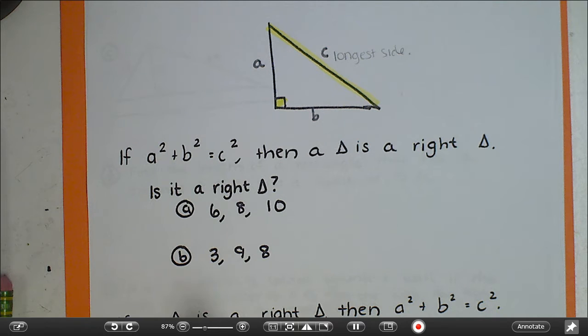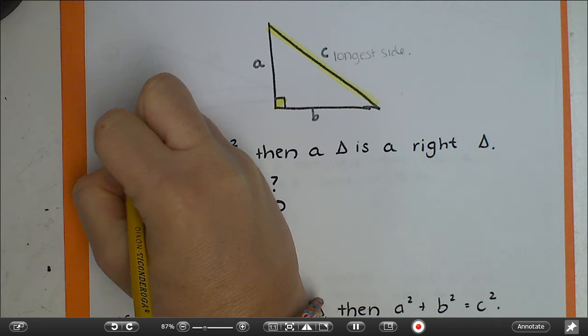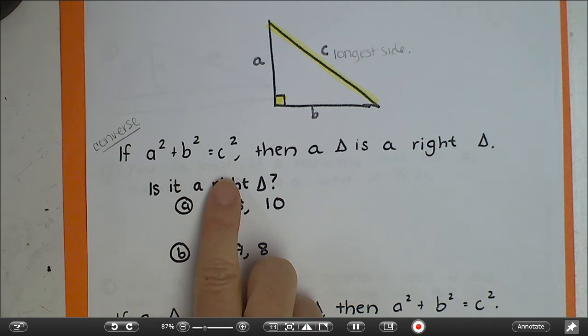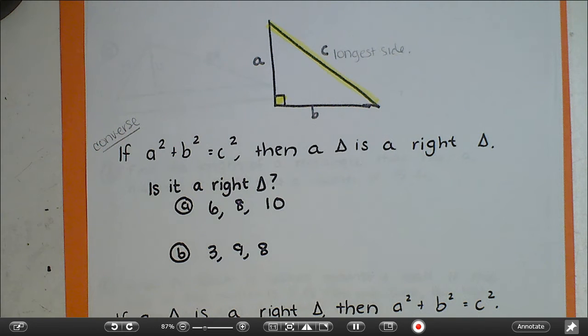All right, this is actually called the converse of the Pythagorean theorem, but I thought I would talk about it first. Converse just means you switched the order. So the actual Pythagorean theorem is if a triangle is a right triangle, then a squared plus b squared equals c squared. The converse, which is those two. So to test if something is a right triangle, you want to make sure that a squared plus b squared is equal to c squared.